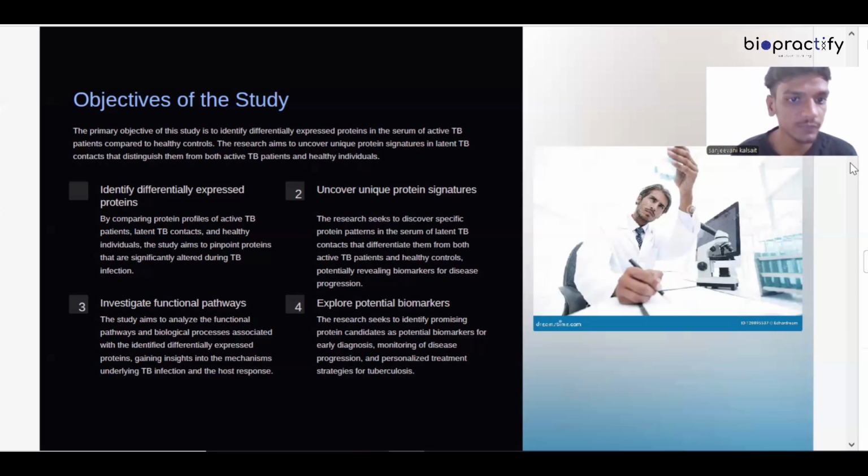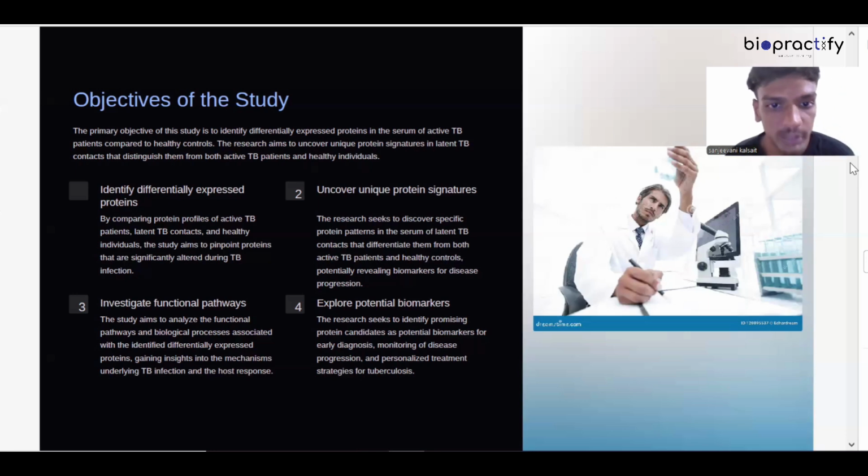Next is investigate functional pathways. The study aims to analyze the functional pathways and biological processes associated with the identified differentially expressed proteins, gaining insight into the mechanisms altered by tuberculosis infection and the host responses.